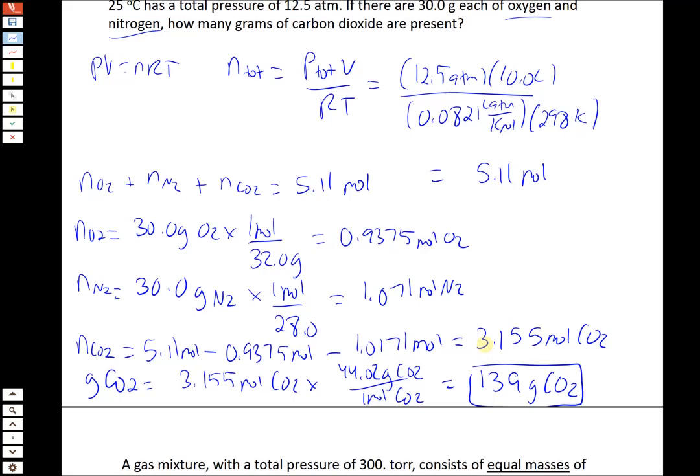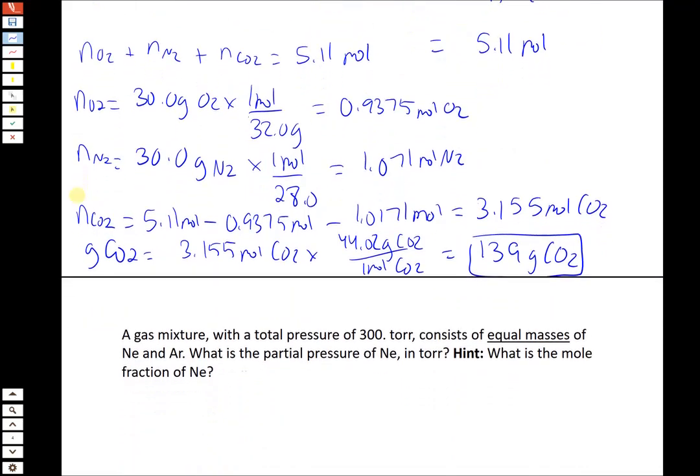Yep, that should be about right. So again, maybe some rounding there, but the answer should be very close to that. So 139 grams of CO2. So again, in problems like this, a few steps involved, but we're going to start with PV equals nRT to find the total number of moles, and then from there, it's just a sum of those. We know 2 of the 3, so we just have to do the other one by difference.